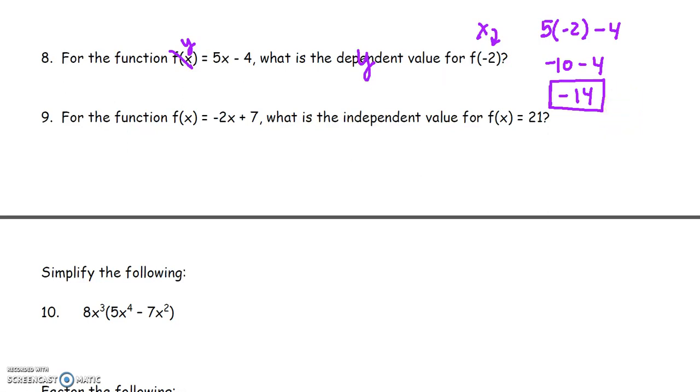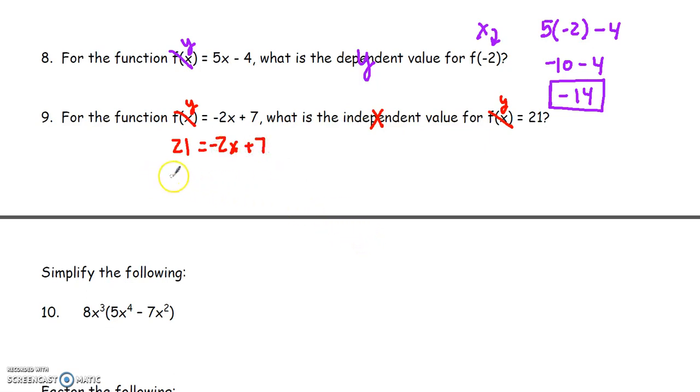So then let's look at number 9. It says for the function f of x equals -2x plus 7, what is the independent value? Well, independent is my x. So it says independent value for f of x equals 21. Remember, f of x is like my y. So it's telling me my y is equal to 21. So again, I'm just going to write that as my y. So I'm going to replace my y with the 21, and then I will solve for the variable x.